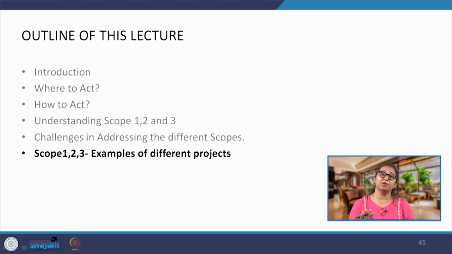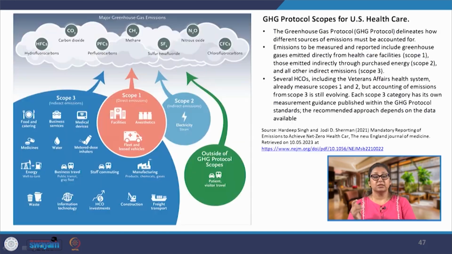All this while we have been talking about quantification, accounting and reporting, keeping in mind the principles of the GHG protocol, where we talked about transparency and completeness. With all those principles in place, we will see how different companies have already been reporting on GHG emissions for their companies. These are some of the properly documented examples that we are going to see today. This is the first example that I am picking up, and this is for US healthcare. So, there are GHG protocol scopes for US healthcare.